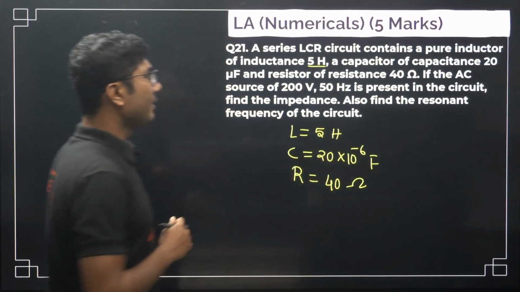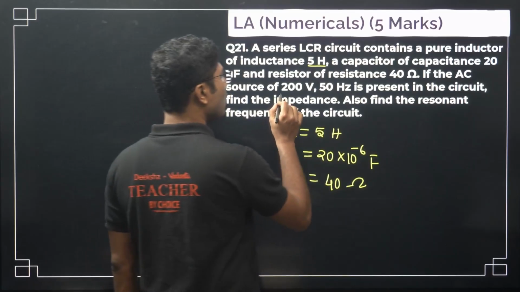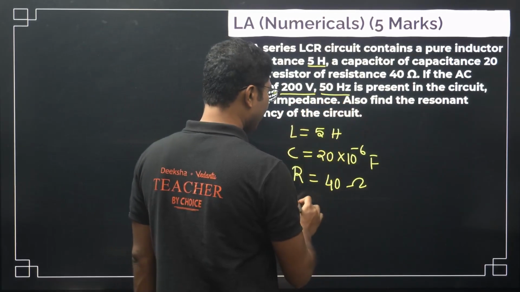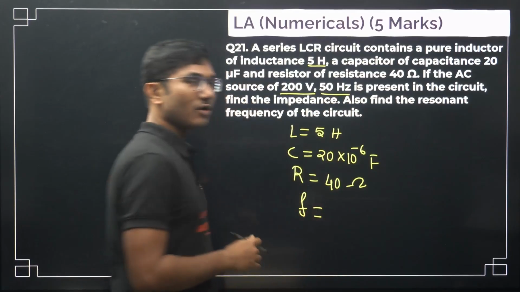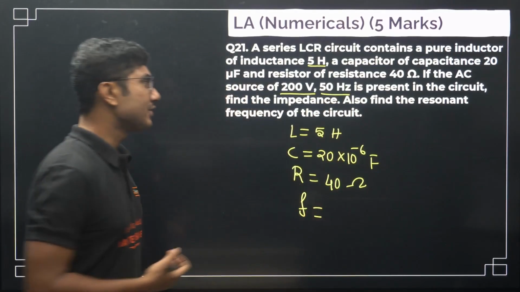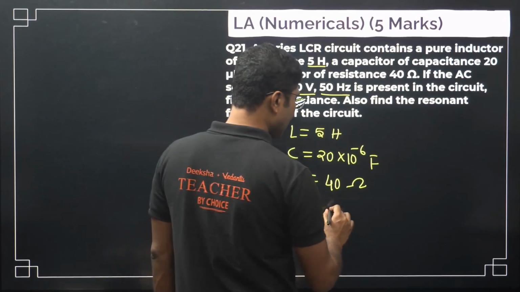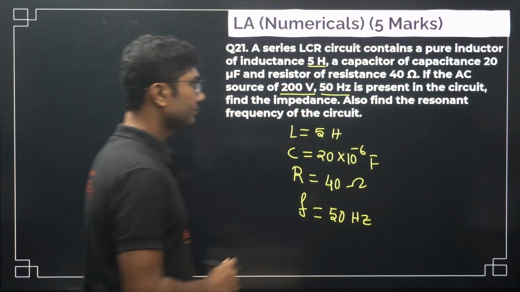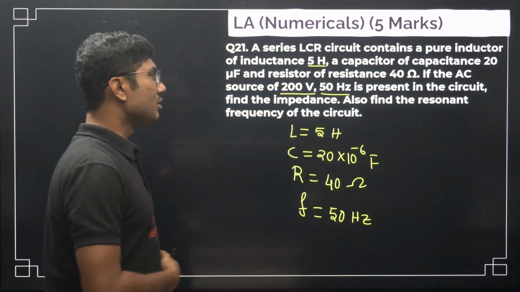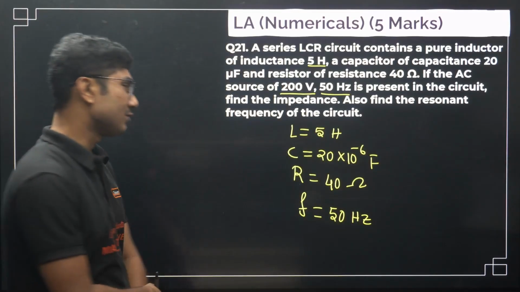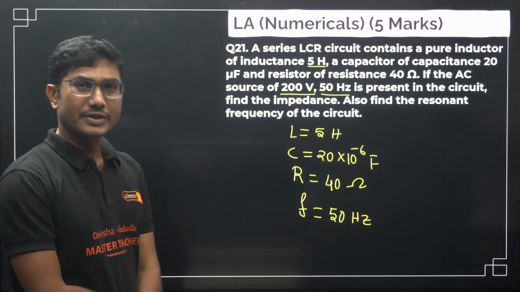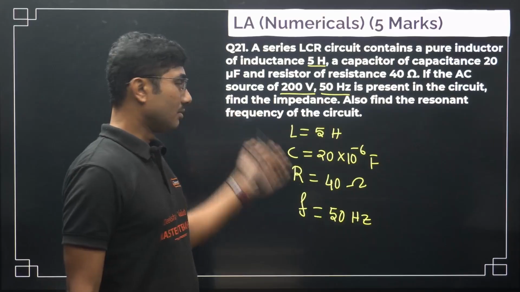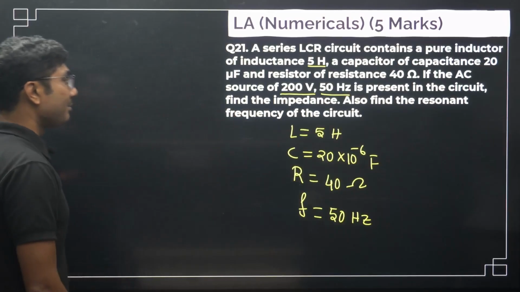If the AC source is of 200 volt and 50 hertz. 50 hertz is the frequency. As I said, in case of numerical questions, it will always be given in terms of frequency. So 50 hertz is the frequency of the applied AC source. Find the impedance, and also find the resonant frequency of the circuit. So you have to do both, the resonant frequency as well as the impedance.